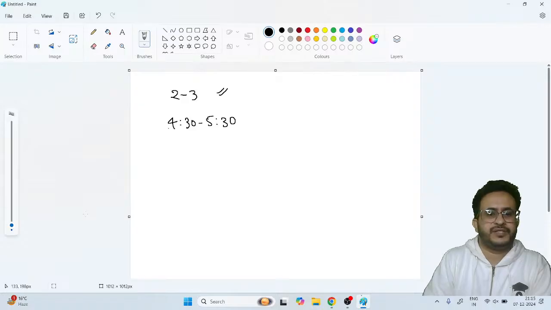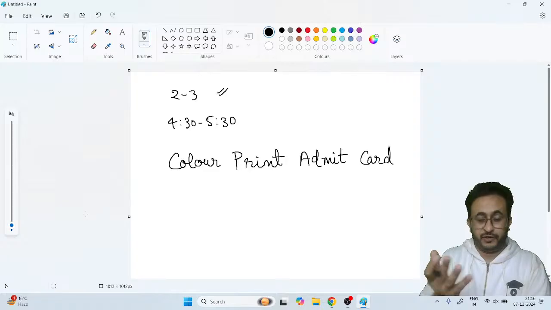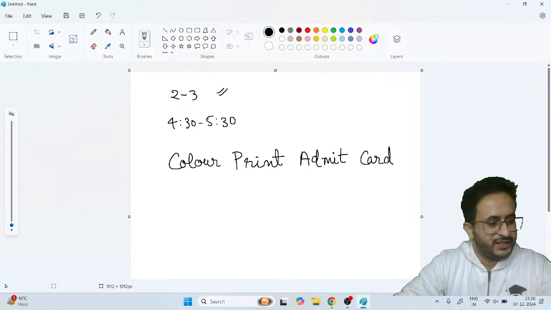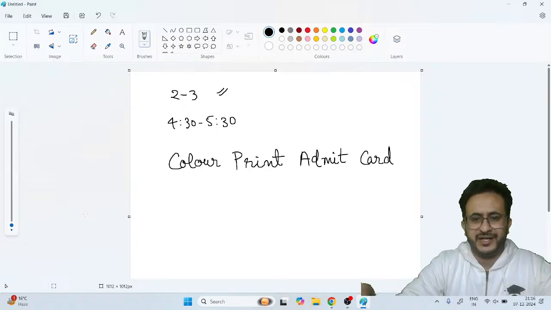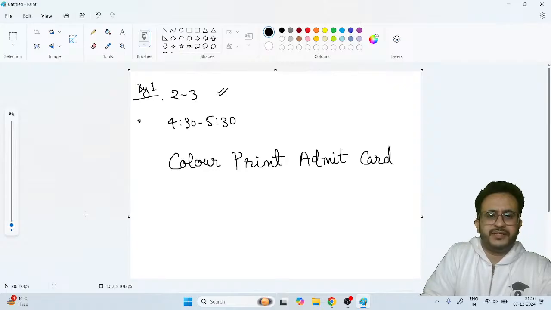Some guidelines about tomorrow's examination: one very important thing which you need to do is a color printout of the admit card. In other examinations, they allow it. I have not read the instruction, but I remember that SNAP is the examination which always asks that you get the color printout. So ensure that you take the color printout of the admit card. Reach on time. If your examination is at 2, reach by 1, and if your examination is at 4:30, reach by 3:30. Try to reach the center on time.